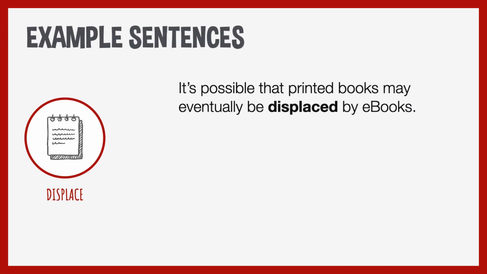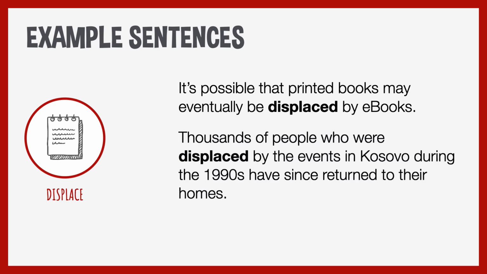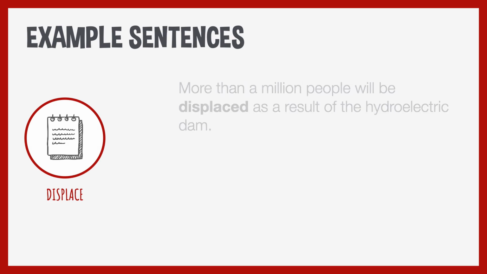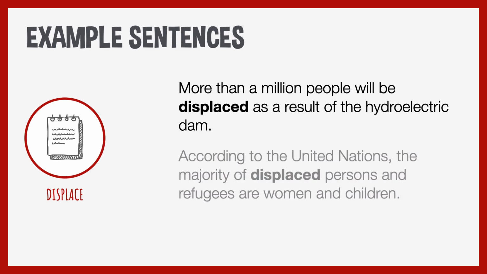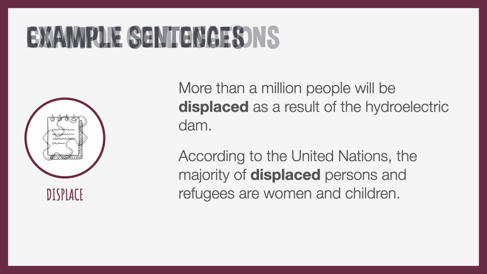And some examples. It's possible that printed books may eventually be displaced by e-books. Thousands of people who were displaced by the events in Kosovo during the 1990s have since returned to their homes. More than 1 million people will be displaced as a result of the hydroelectric dam. According to the United Nations, the majority of displaced persons and refugees are women and children.